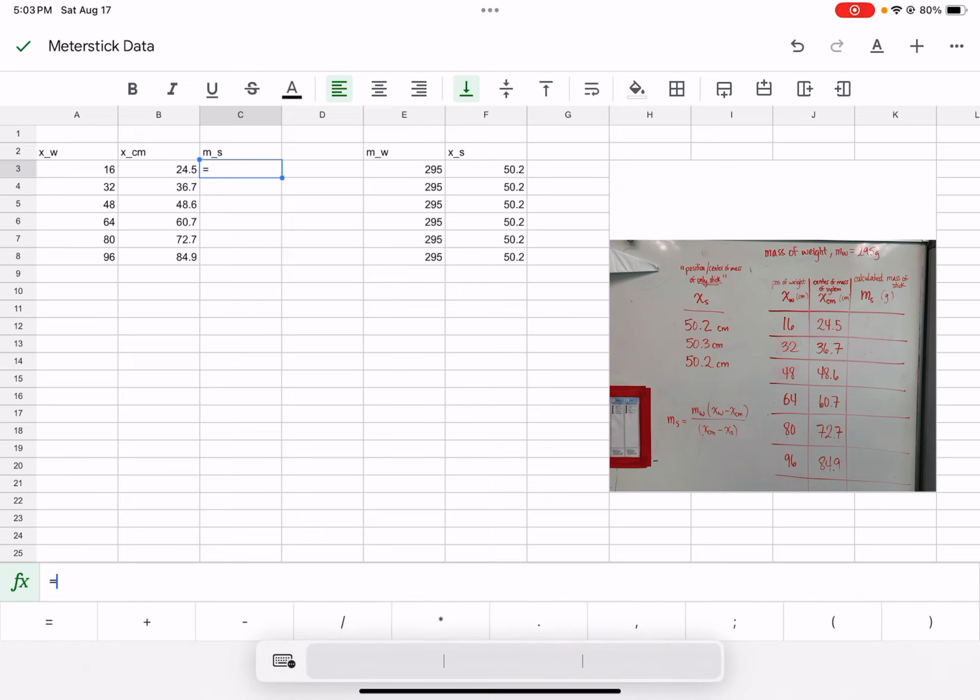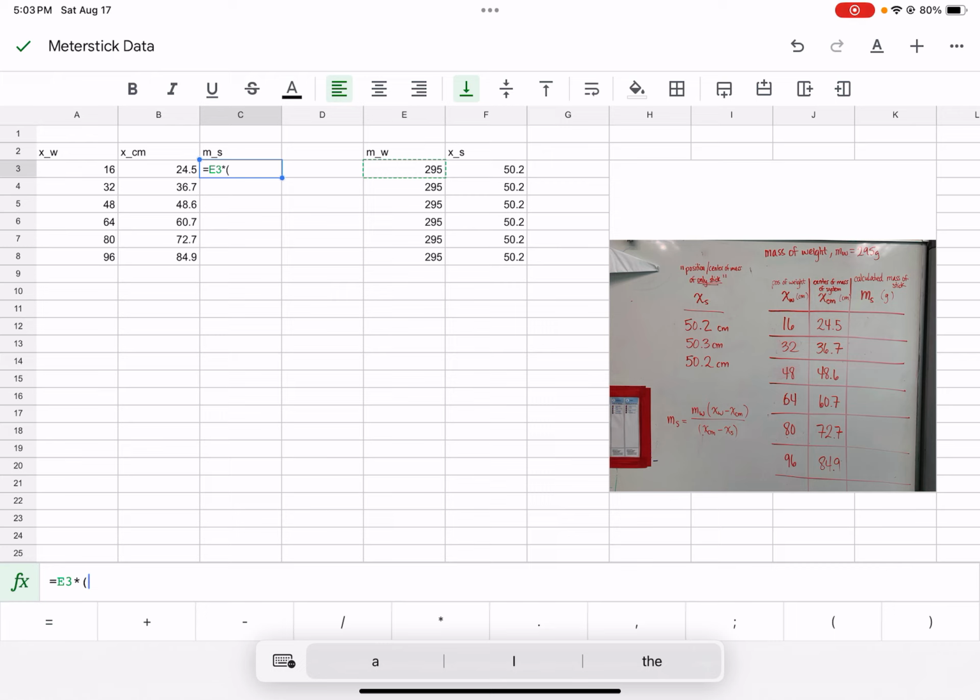The first variable in that formula is mass of the weight. So I'm going to click on that, which is the 295. You see how it highlights, and you see E3 show up after my equal sign. I'm going to do times, which you have to use the star button. That's the keyboard equivalent for multiplication. Right? And then I'm going to put parentheses.